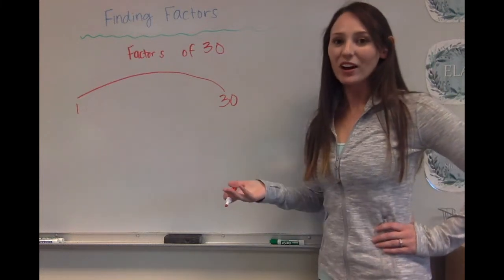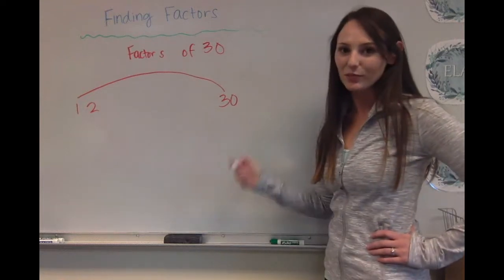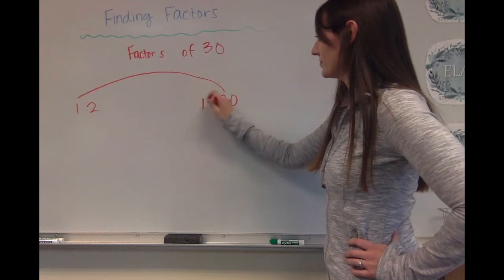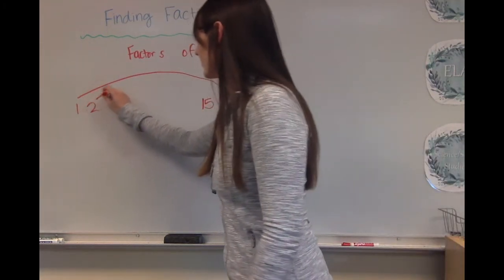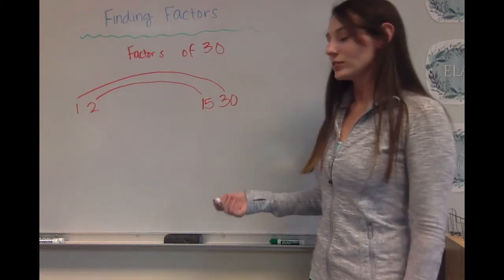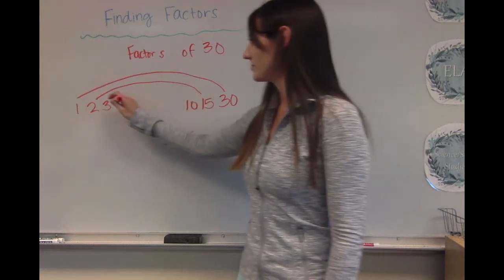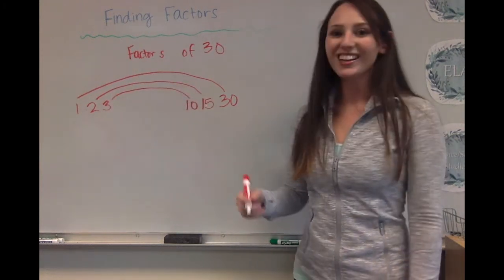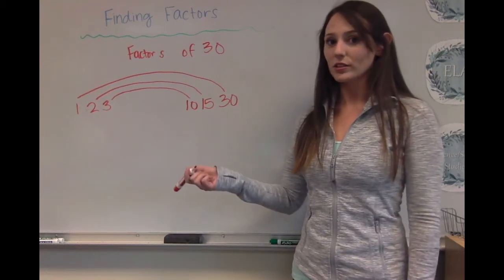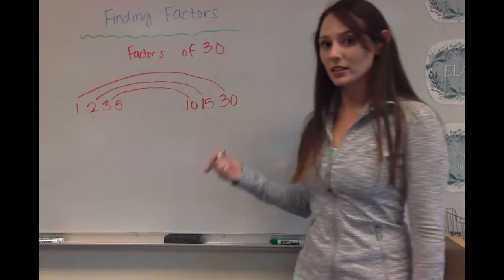Perfect. So now our next number would be 2. 2 goes into every single even number. 30 is an even number, so it's going to go into it 15 times. Okay, 3 comes next, and that does go into it evenly. It goes into it 10 times. 4 does not go into 30 evenly, so we'll just keep going. 5 does go into 30 evenly, and it goes into it 6 times.